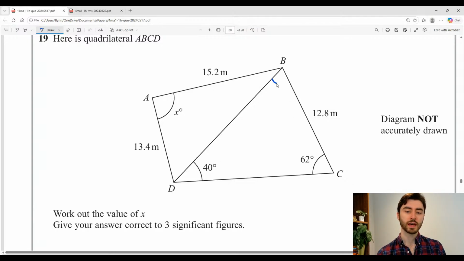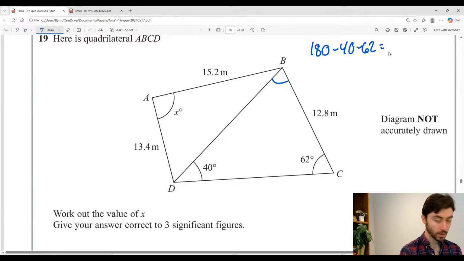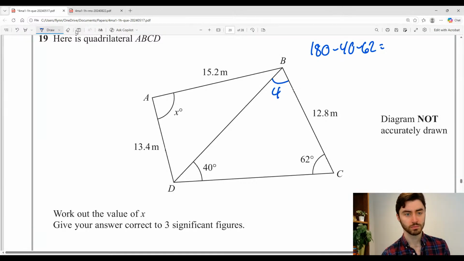Here I can also say that is going to be 180 minus 40 minus 62. Because if in doubt, just find anything that's easy. So that's going to be, no, it's not. Not the 4. I don't know where the 4 came from. So that's going to be 78.